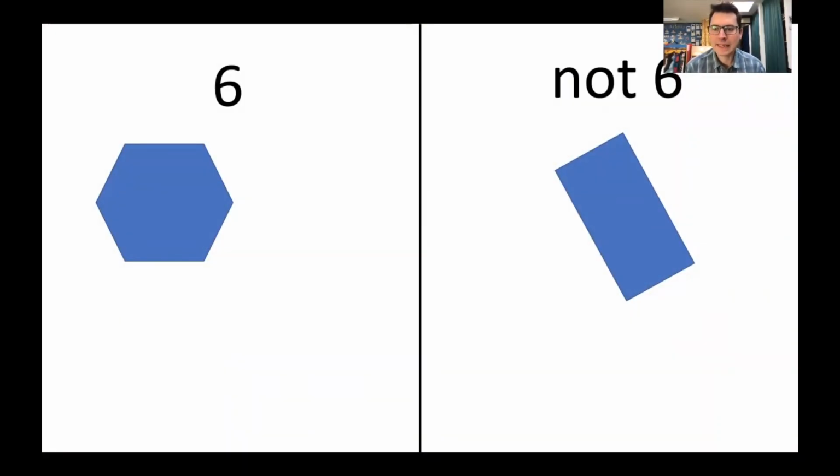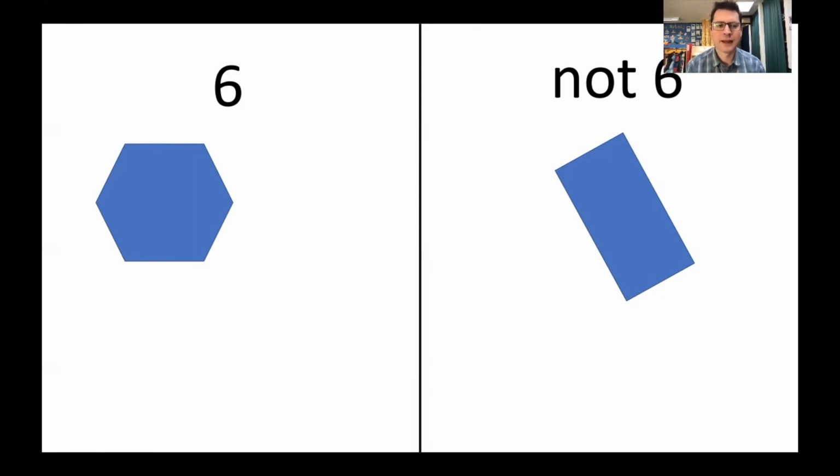So, here is your job for today, boys and girls. I would like you to ask your grown-up to help you draw a simple table like mine on a piece of paper. On one side, write the numeral 6. On the other side, write not 6. And here is your job. I would like you to hunt around your house and find things that represent 6, that are 6. I've put one here on my screen for you.